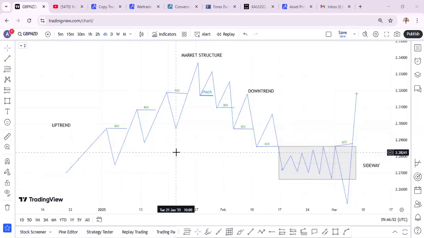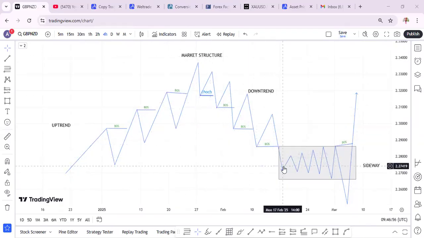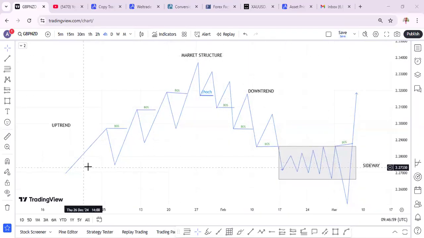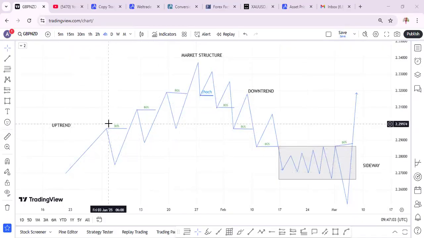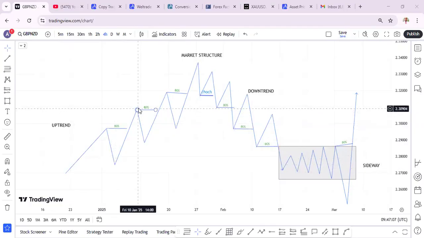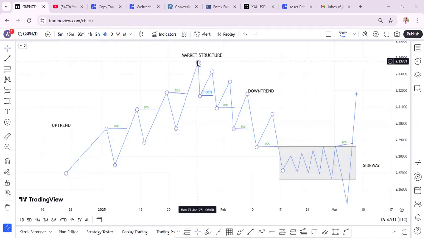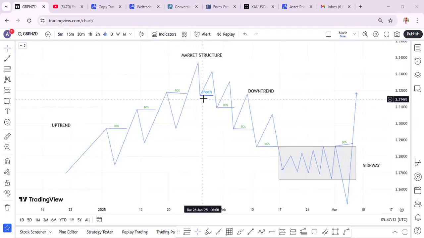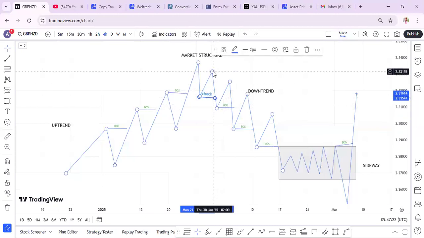So this is the three phases of the market: uptrend, downtrend, and sideways market. How do we know it's an uptrend? Price is giving us a break of structure, creating higher high, higher low, higher high, higher low, higher high, higher low, higher high. Then here we have what we call change of character, or we can title it shift in market structure.